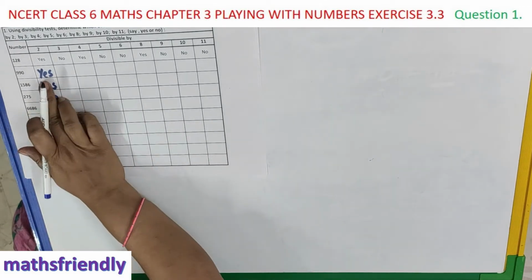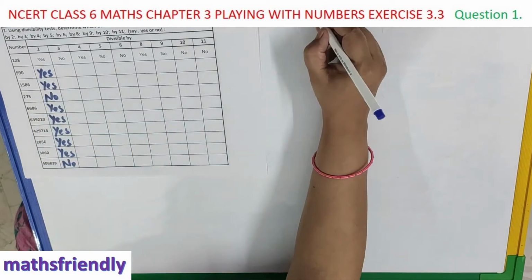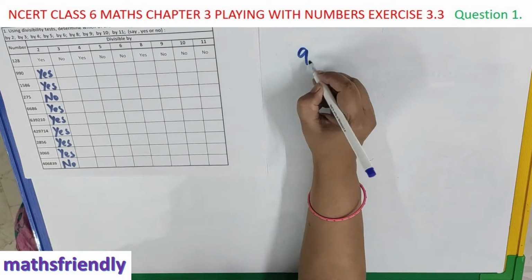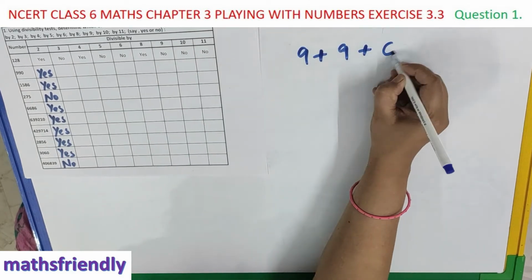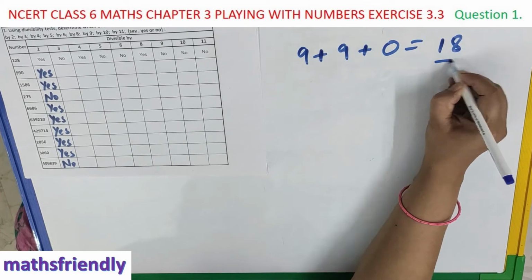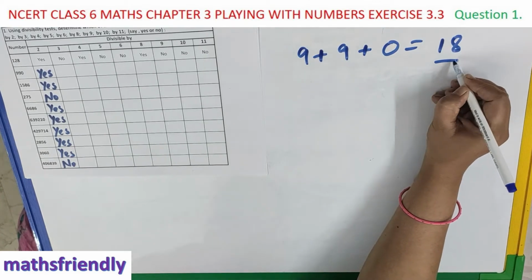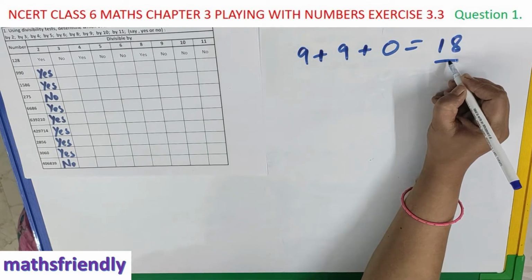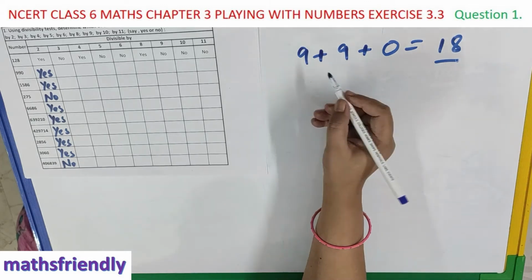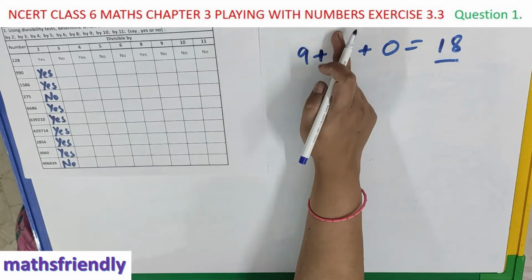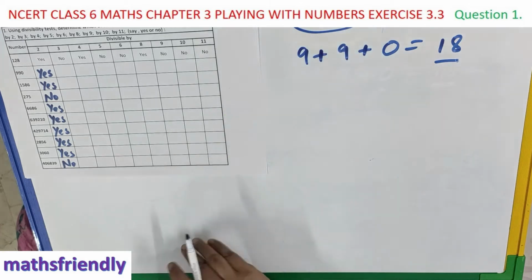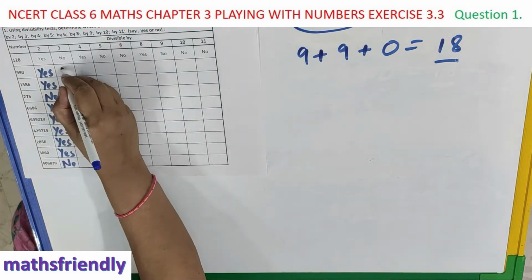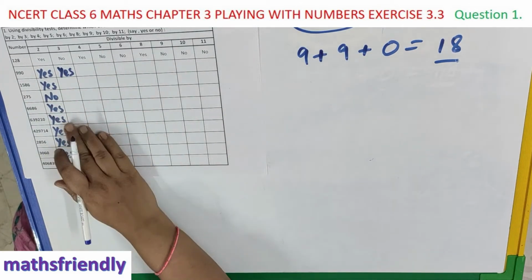So what we have seen for this one, 990: we have to add the digits of the number and see whether that sum is divisible by 3 or not. Yes, it is divisible by 3. 18 is divisible by 3, right? So 990 is also divisible by 3. The number itself is divisible by 3. We will write yes.